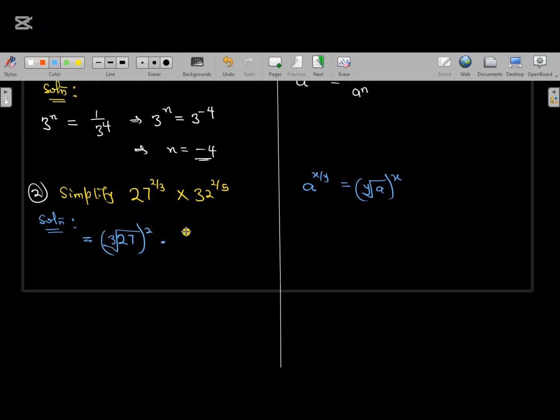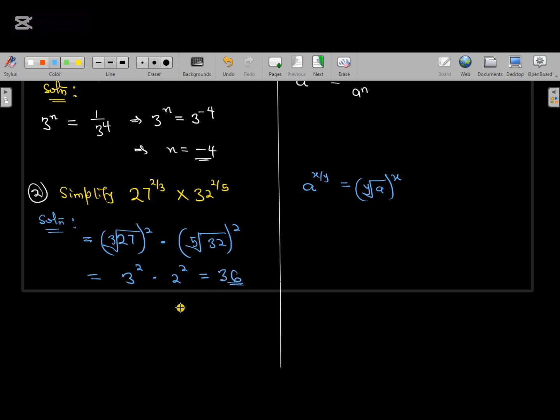Then multiplied by, here we now have the 5th root of 32, that's raised to the power of 2. And this is going to give us the cube root of 27 is 3, then to the power of 2, multiplied by the 5th root of 32 is 2, then to the power of 2, and this is going to give us 9 times 4, which is 36.